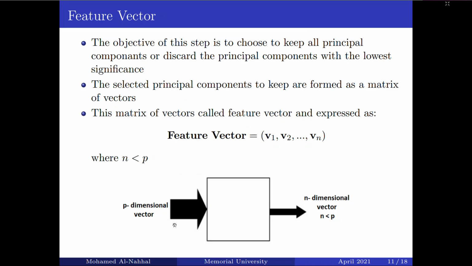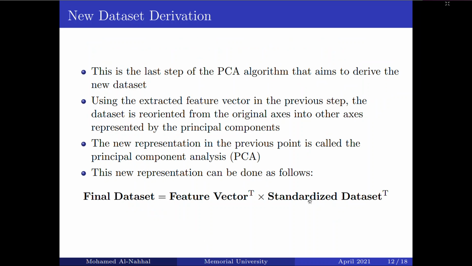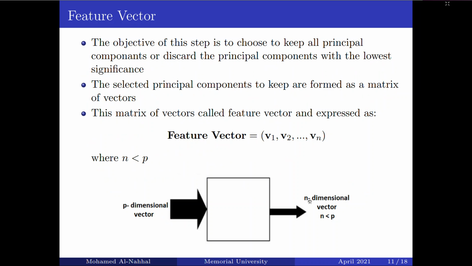As we see in the figure, the p-dimensional vector is reduced by using this step into n-dimensional. Note: if we choose to keep the first b principal components out of the total number of original attributes, the new dataset will have only b dimensions. So, based on what we are looking for, we can decide whether to do this step or not.